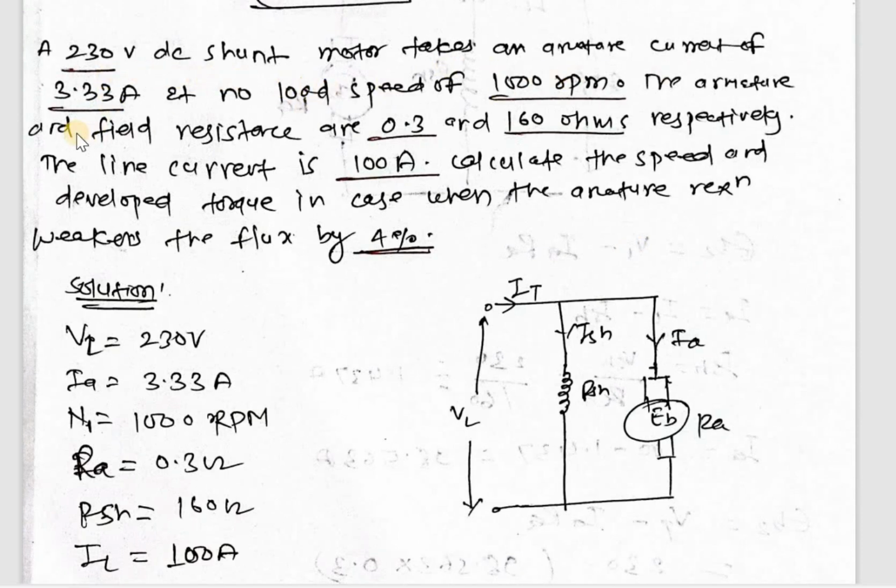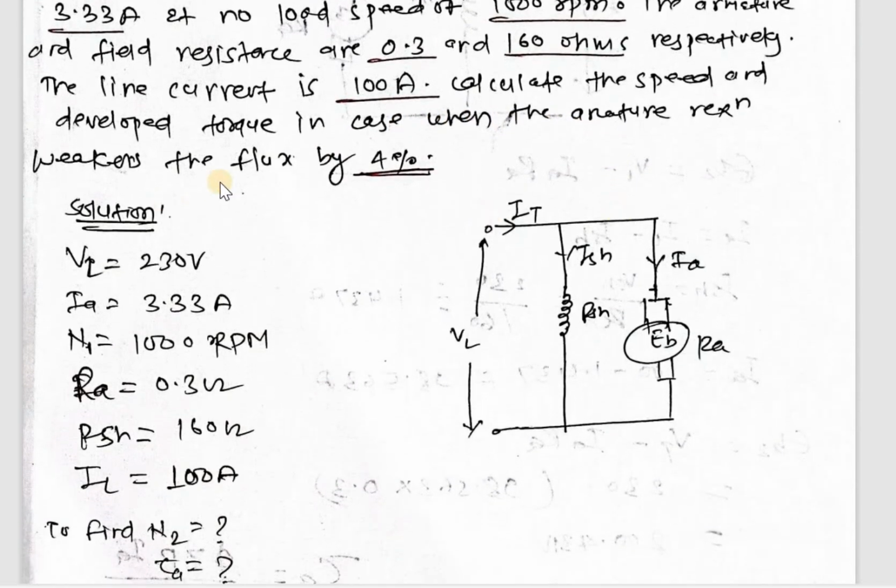And the next problem is a 230 volt DC shunt motor takes an armature current of 3.33 ampere at no load speed of 1000 rpm. The armature and the field resistance are 0.3 and 160 ohm respectively. The line current is 100 ampere. Calculate the speed and the developed torque in case when the armature reaction weakens the flux by 4%.